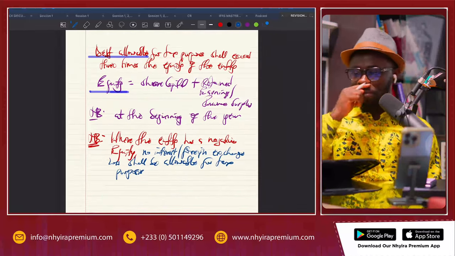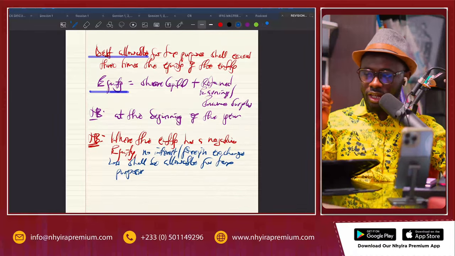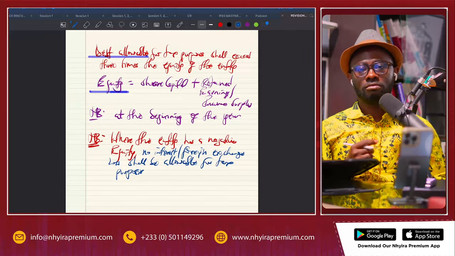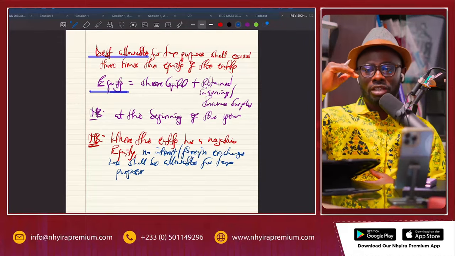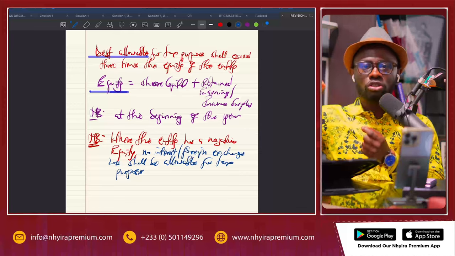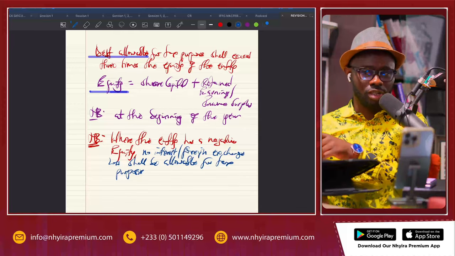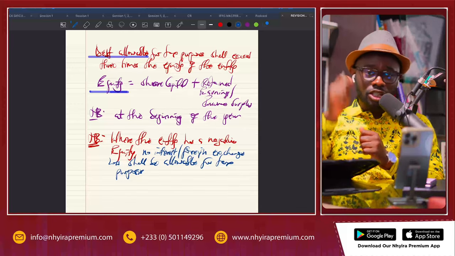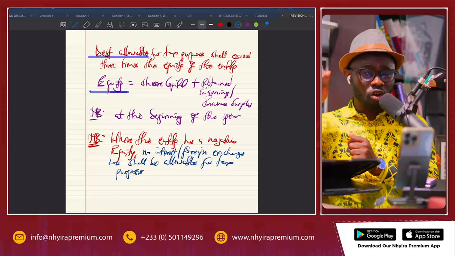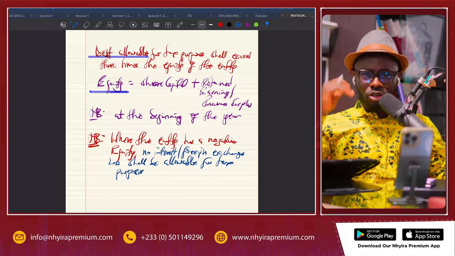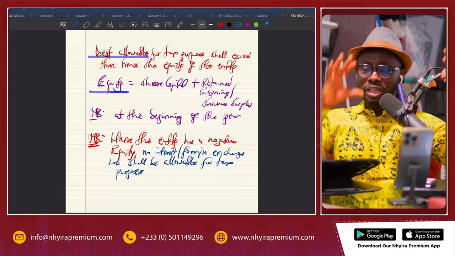That is the concept of thin capitalization. So the debt allowable for tax purposes shall be equal to 3 times the equity of the company. Equity is share capital plus retained earnings or income surplus. Please note, all these are at the beginning of the year.